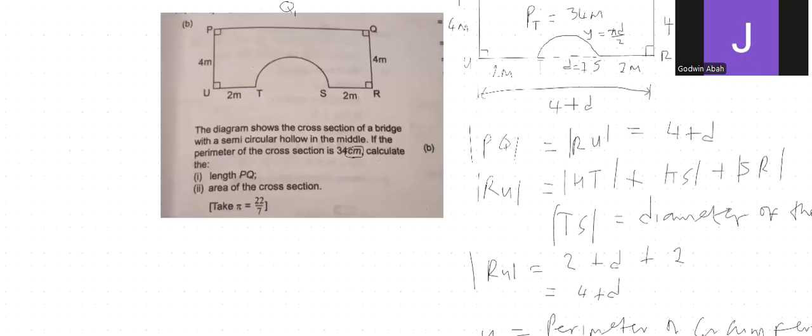Okay, welcome. This is the continuation of the explanation to the previous question, the same question that I did in the previous video. In the previous video, we were able to calculate the length PQ of this particular cross section of a bridge with a semicircular hollow in the middle. So we were able to calculate all of this.